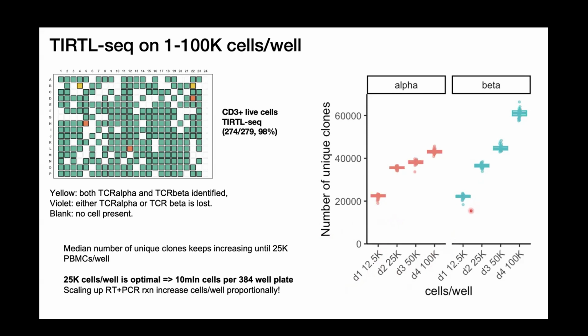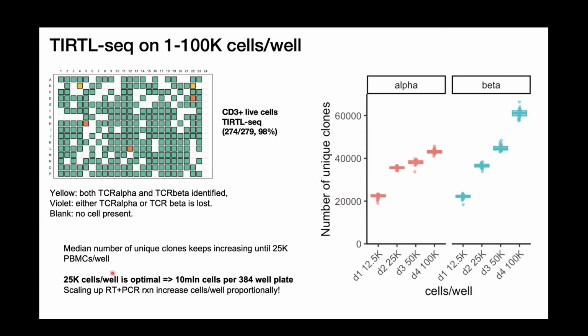There is some artificial diversity. You see we loaded 12,000 cells, but got like 20,000 clones. And this is, of course, due to sequencing errors. But in general, you see the trend. You add more cells, you get more clones out. But for alpha, it saturates. Around like 50, you don't have such a good increase. And we also see that pairing efficiency drops.